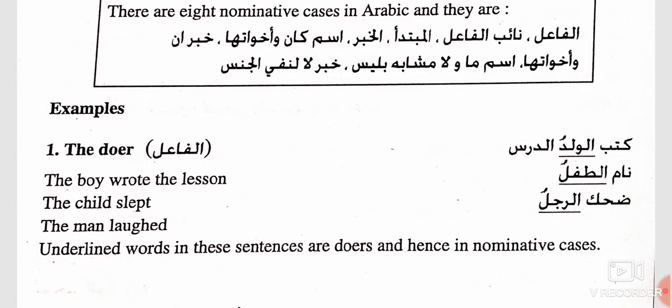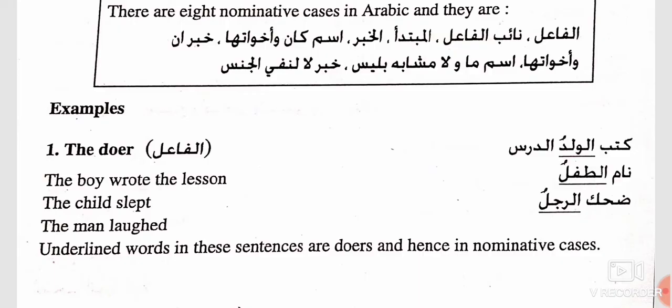What is the meaning? The boy wrote the lesson. Katabal waladu ad-darsa. The boy wrote the lesson. Fa'il means doer. So walad is the doer. Okay, then nama tiflu. Nama is fi'l madi, tiflu is fa'il. Fa'il is coming after fi'l. So tifl is fa'il. It is raf'u. The child slept and it is raf'u, tiflu.